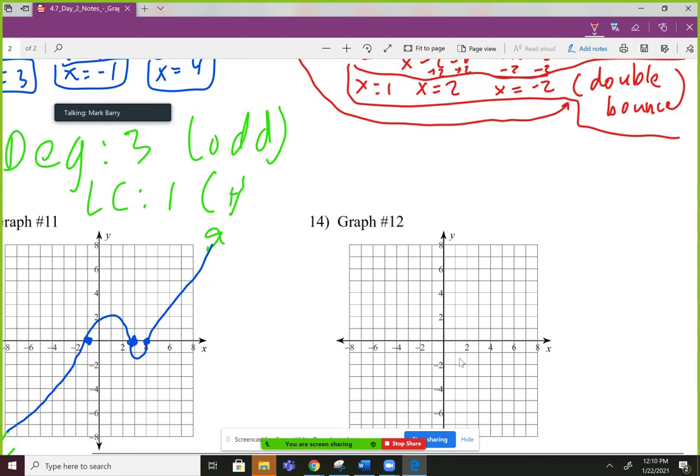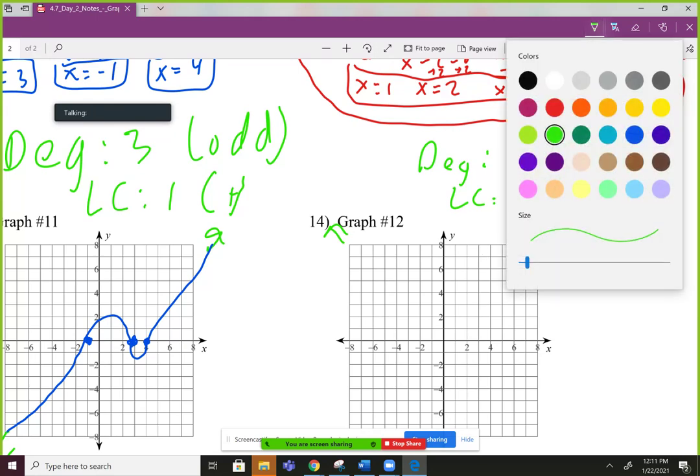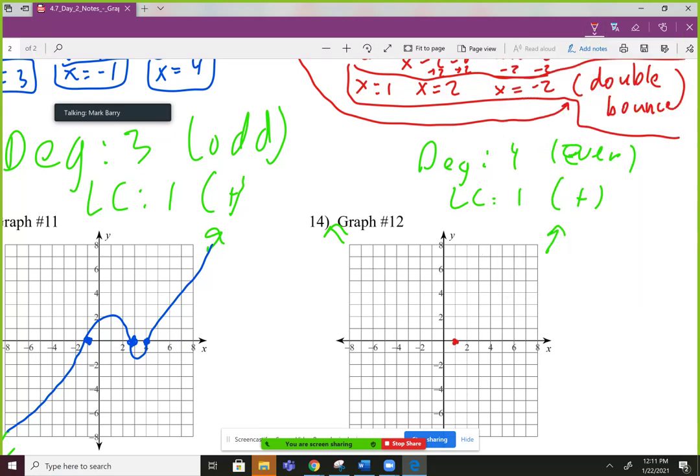All right, so let's go ahead and graph this. So we know back in the original, we were talking about it. We had a degree 4 in this case, and that's even. We had a leading coefficient that was 1, so that was positive. So even positive is up to the left and up to the right. All right, we'll draw our zeros here. So we have positive 1, positive 2, and then negative 2 is going to be our bounce.